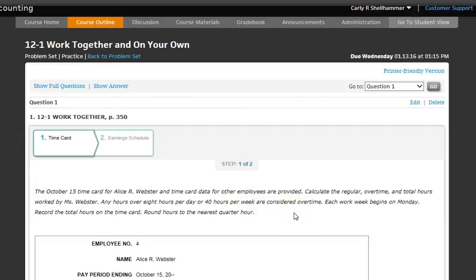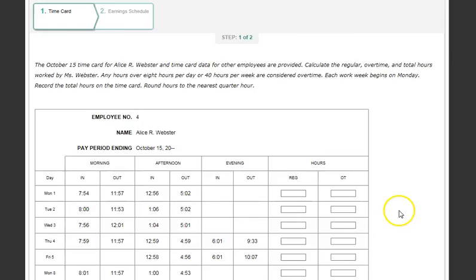Any hours over 8 hours per day or 40 hours per week are considered overtime. Each work week begins with Monday. Record the total hours in the time card. Round hours to the nearest quarter hour.